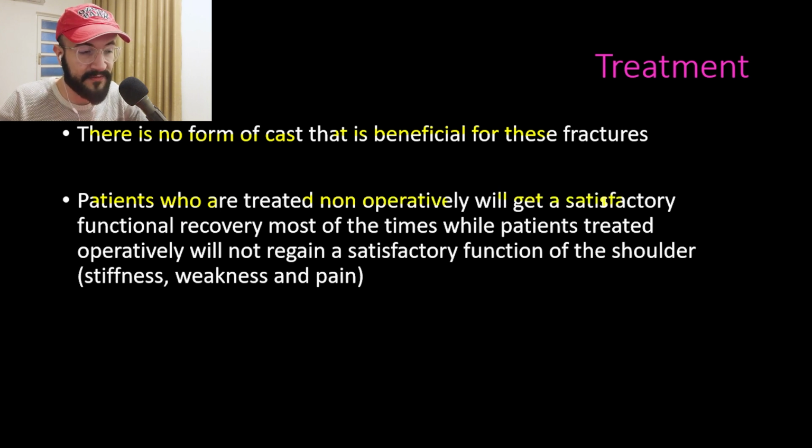Patients who are treated non-operatively will get a satisfactory functional recovery most of the time, while patients treated operatively may not regain a satisfactory function of the shoulder. For example, they would have stiffness, weakness, and pain. And that is why deciding between operative and non-operative treatment methods can be very difficult.